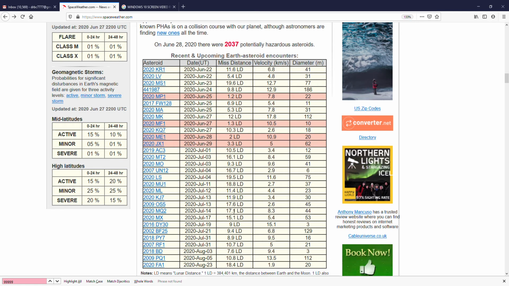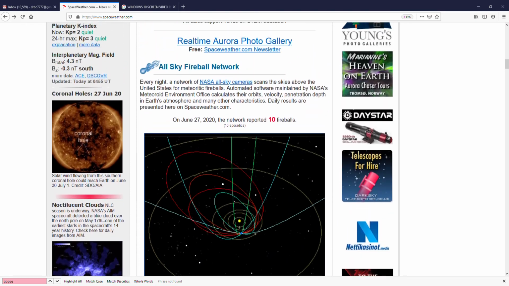Some of these shouldn't even be on the list. I mean, 15 lunar distances is not a close approach, but they do give you diameters, 41 meters. There are some big ones, almost 200 meters. That would make a big splash and be very devastating for the Earth.